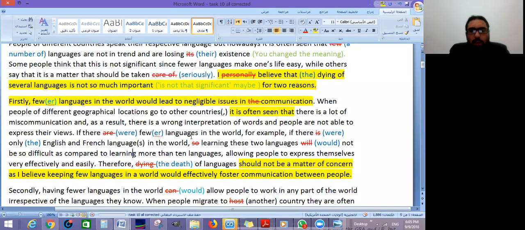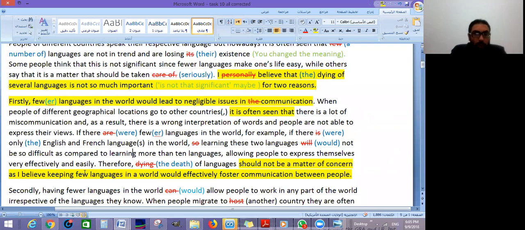If there were fewer languages in the world, for example, if there were only the English and French languages in the world, learning these two languages would not be so difficult as compared to learning more than 10 languages, allowing people to express themselves. Blah, blah, blah. Wow.